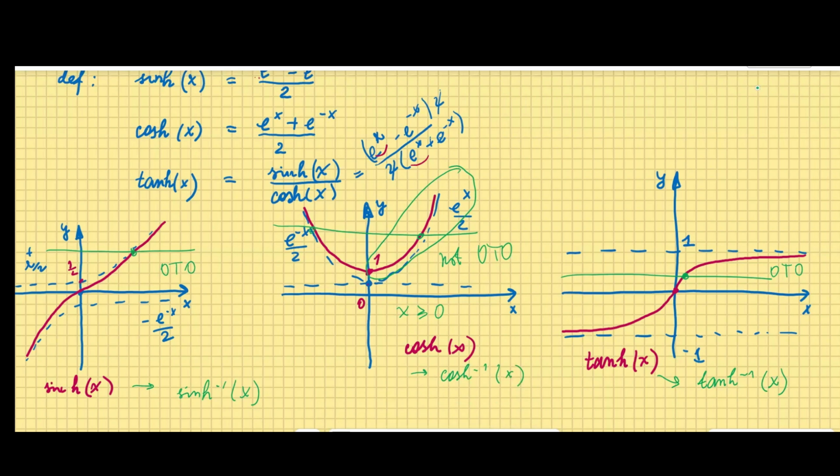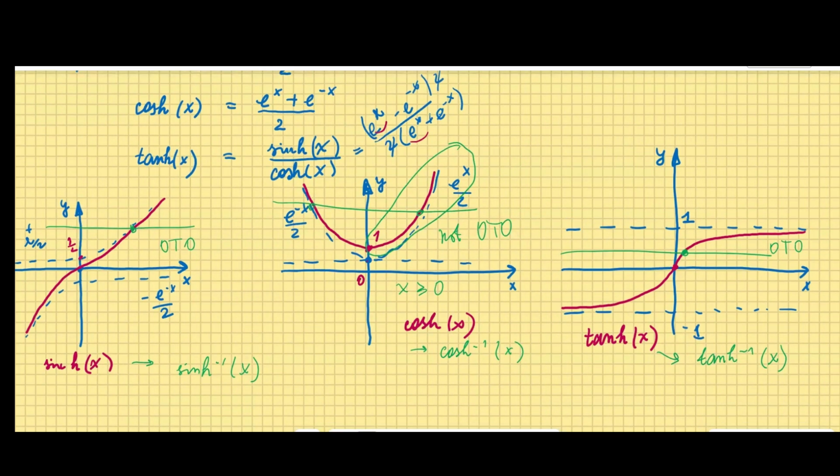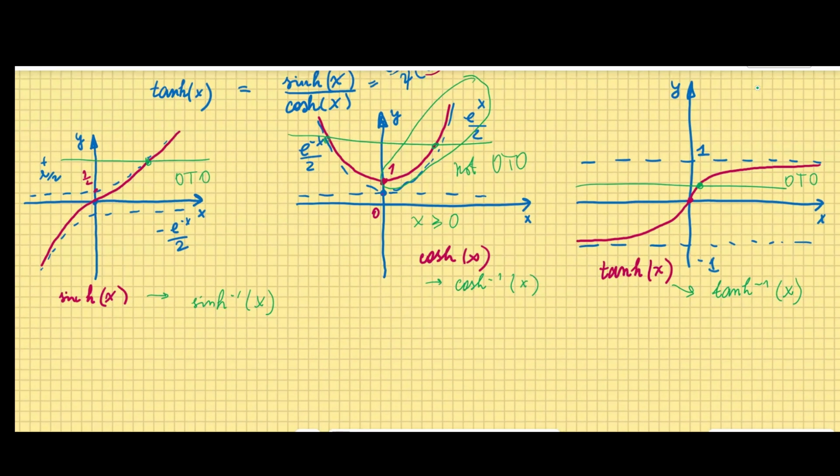So, well, we see that all three functions do have inverses. The cosine has a limited range, and as a consequence, a limited domain of the inverse function. Okay. Now, let's talk about some identities which connect these functions and why we actually call them hyperbolic trigonometric functions. I'm going to start with differentiation.